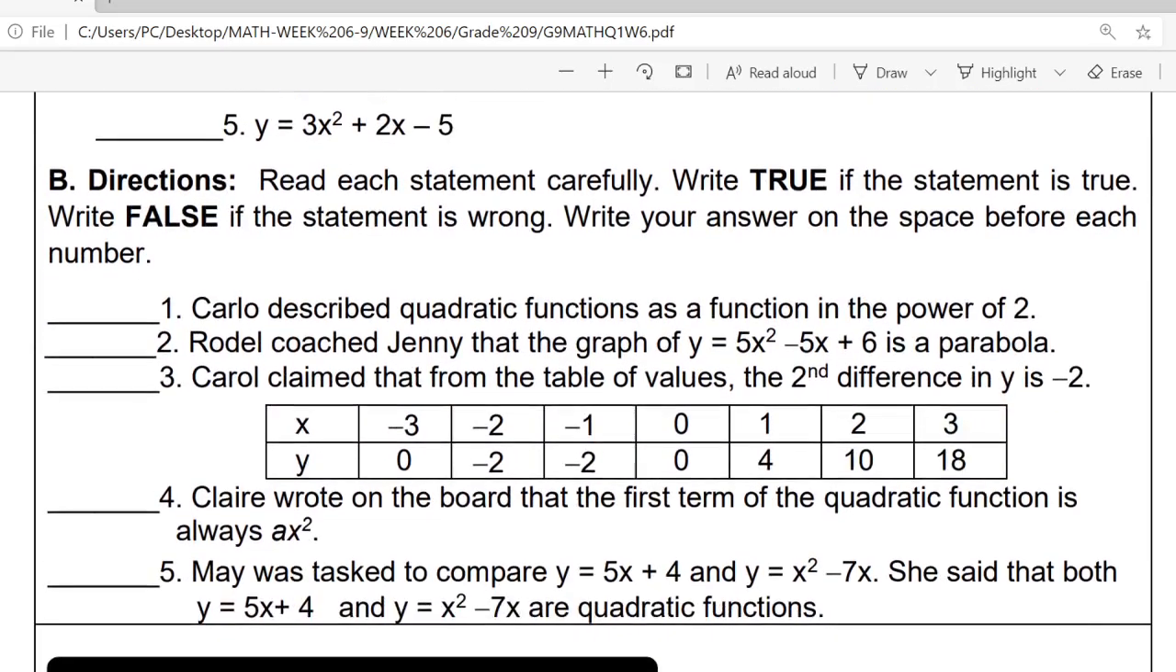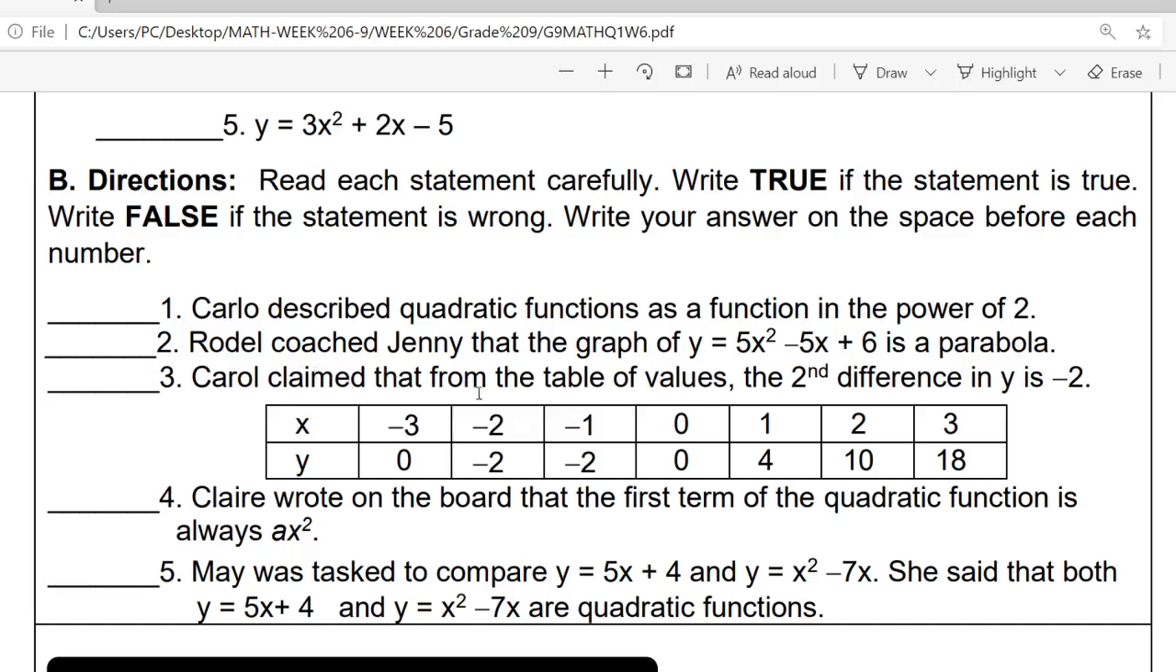Then here, read the statement carefully. Write true if the statement is true. Write false if the statement is wrong. Write your answer on the space before each number. Carlo described a quadratic function as a function in the power of 2. Is it false or true? Another, Rodel coached Jenny that the graph of y equals 5x squared minus 5x plus 6 is a parabola. Is it true or false?